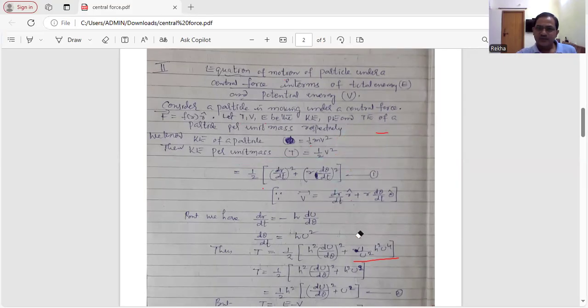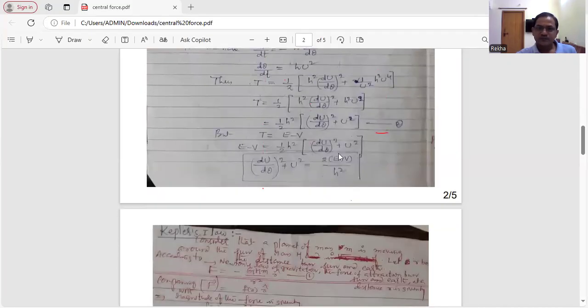Next, T is equal to half of h square du by d theta whole square plus h square u square, which equals, taking h square common, half h square of du by d theta whole square plus u square. But kinetic energy equals total energy minus potential energy. By doing that, E minus V equals half h square of du by d theta whole square plus u square. Right?